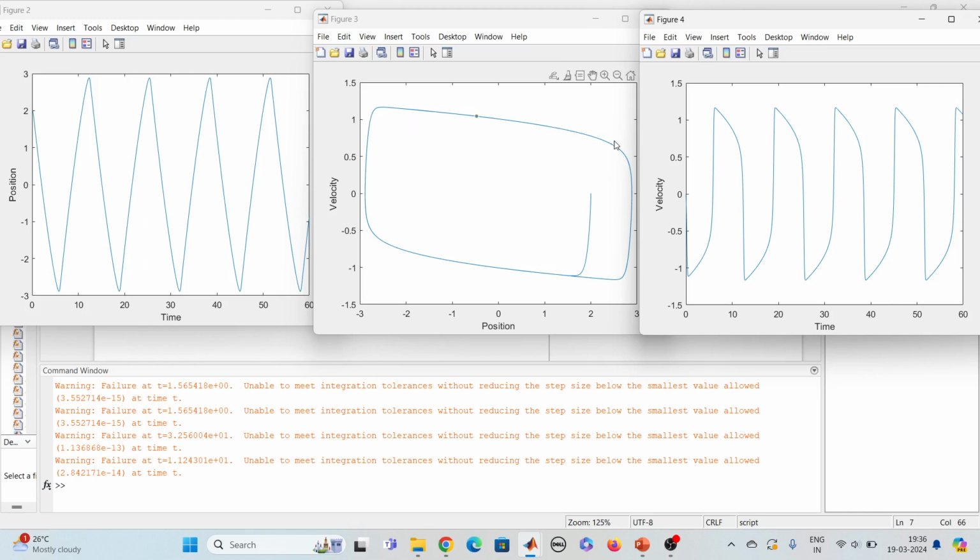You can say that the slope is very small, right? The variation of velocity with position is very small. However, if you consider the behavior here, you can see that the variation of position is very small. However, the velocity changes very abruptly. So here the system relaxes, here the system jumps. So this is why we call it a relaxation cycle.